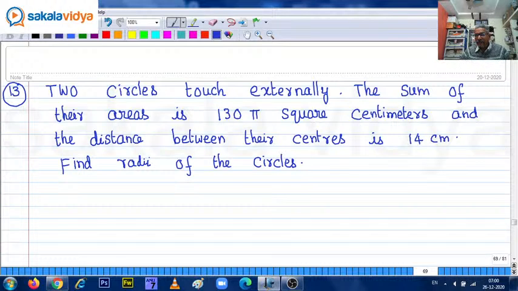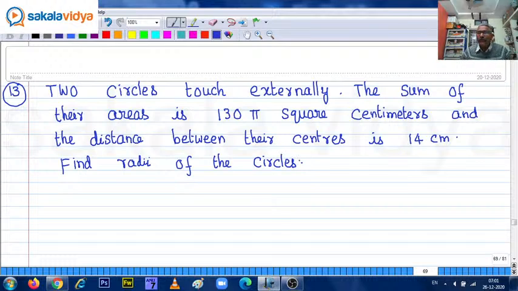So let the radius of the first circle be R1, and the radius of the second circle be R2. The area of the first circle is pi r1 square, the area of the second circle is pi r2 square. Pi r1 square plus pi r2 square is equal to 130 pi, the pi gets cancelled, so r1 square plus r2 square is equal to 130. The distance between their centers is obviously r1 plus r2, equal to 14. That means the sum of the radii is 14, so r2 becomes 14 minus r1.